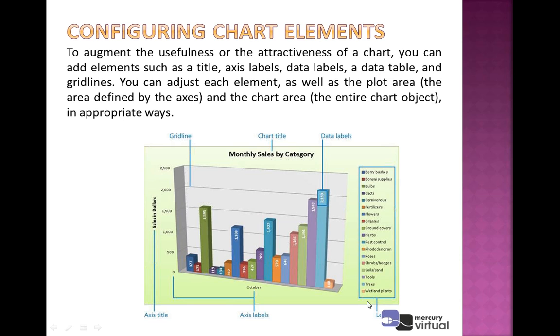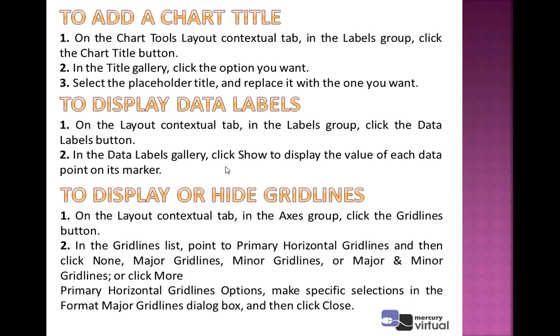Data table. So this is the data labels or tables. This is a grid line. These are the grid lines. This is the chart title, monthly sales by category. This is the data label. This is the legend. This is the axis label. This is the axis title. This is how we can identify the chart elements.